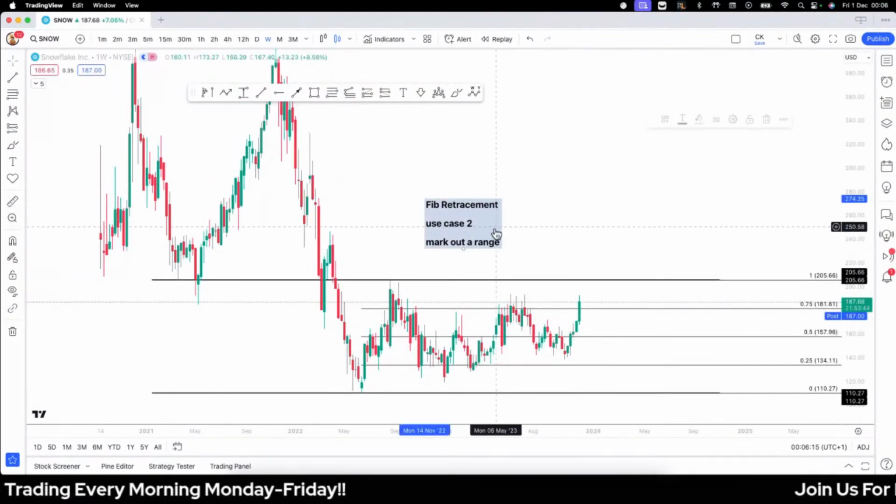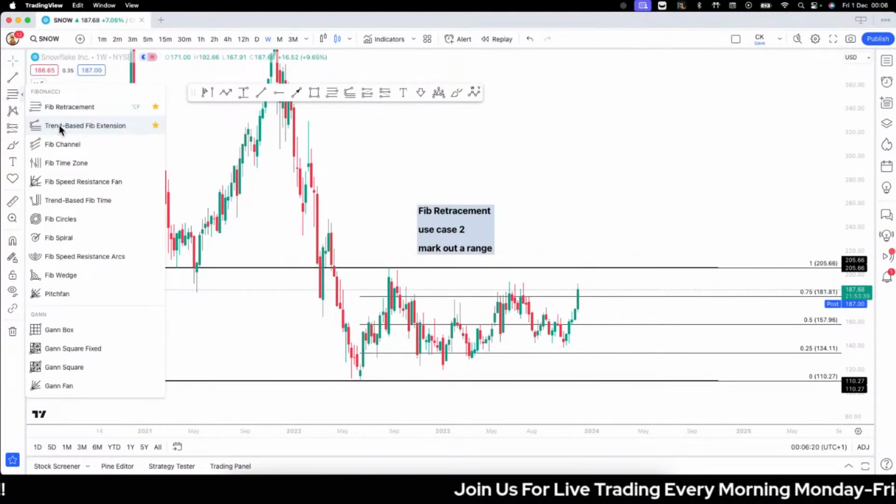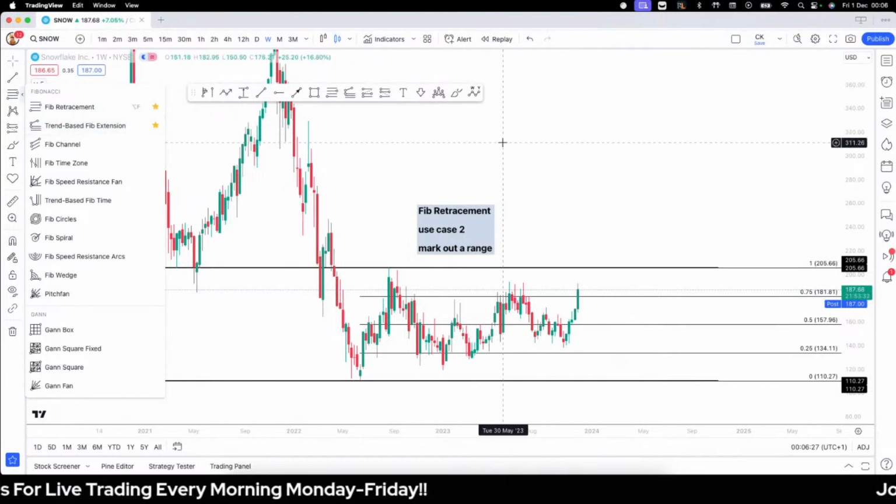So I'm just going to pause it here again for a second, and then if that is clear, I'll quickly, well, not quickly, we'll take our time to look at the last variant here that I want to talk about, the trend-based Fib extension.